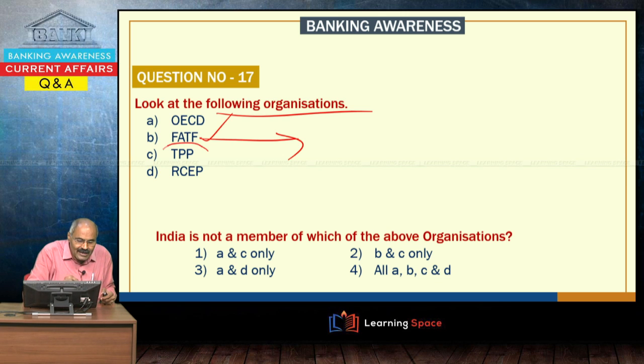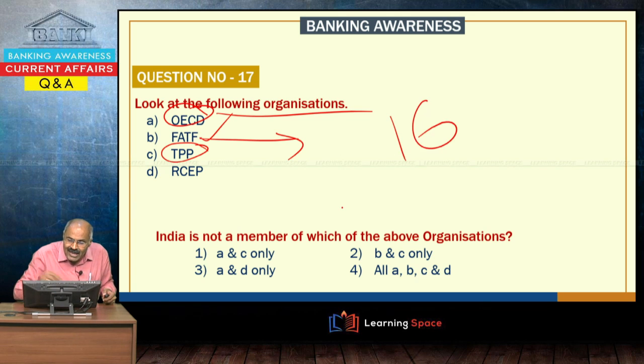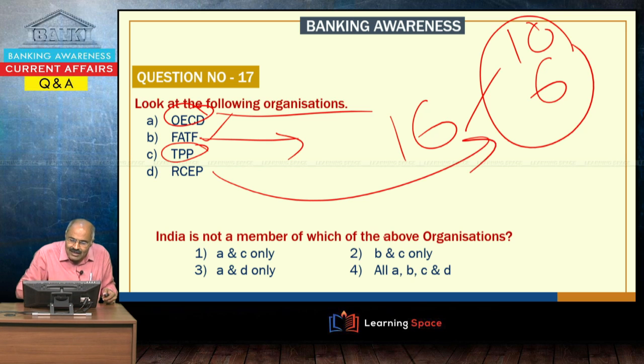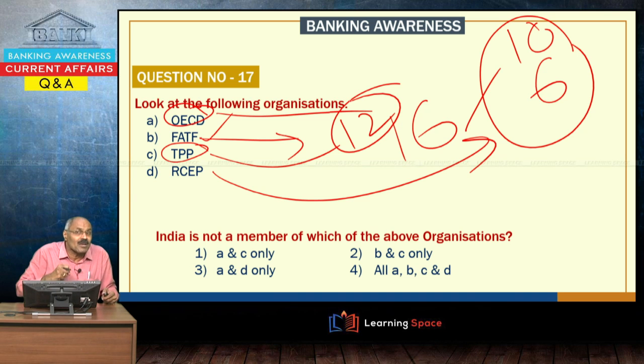And TPP, India is not a member, and RCEP, right. RCEP, India is a member, still negotiations are going on. This is Regional Comprehensive Economic Partnership. 16 countries are there. Out of 16, 10 ASEAN countries, 6 partner countries of ASEAN. So, 16 countries are in RCEP, 12 countries are in TPP, and America recently decided to come out of TPP.